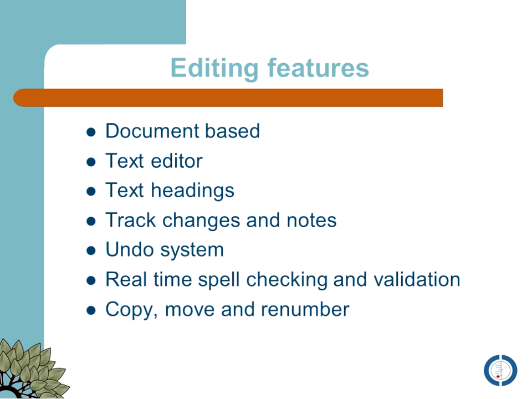RevMan has a number of editing features. The text editor allows formatting, including subheadings, tables, numbered lists, bullet lists, and nested lists. There's a track changes and notes system that helps facilitate the task of multiple authors working together on a review. There's an undo system, which allows you to undo anything from small text edits to deletion of whole studies and comparisons. And believe me, that feature comes in handy. There's real-time spell checking to help prevent errors. And you can also reorganize your review using simple move and renumber functions, or drag and drop, or copy and paste.